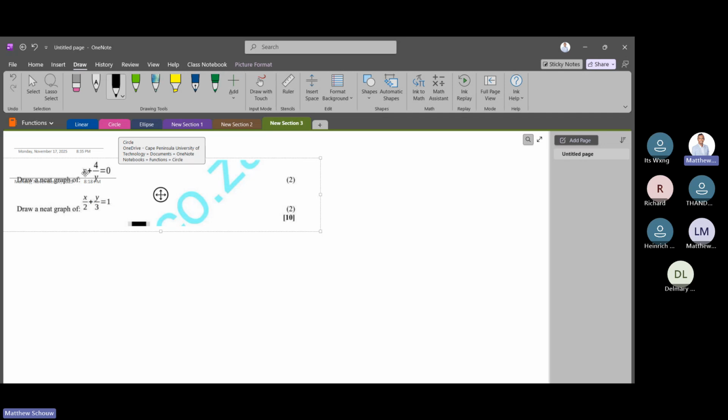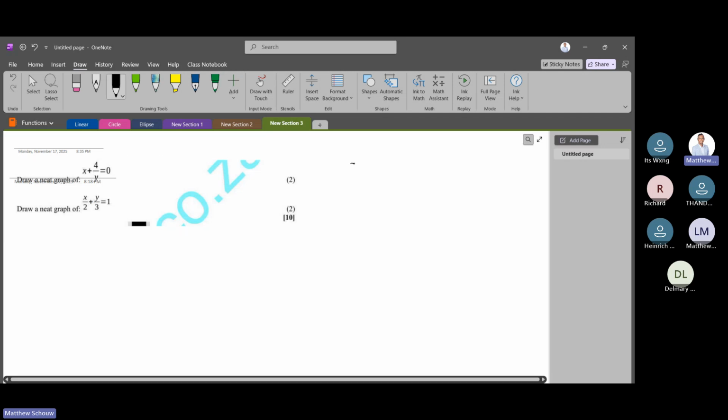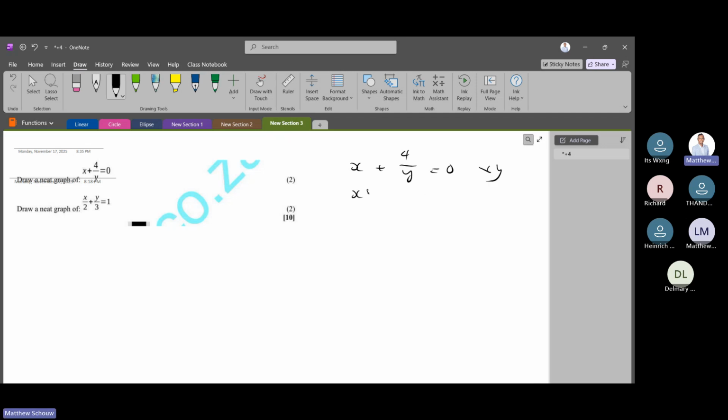But I know this is a hyperbola, because if I times both sides by y for each thing, I have xy plus 4 equals 0 and xy equals -4. So I know that's a parabola already. Not a parabola, hyperbola, sorry. You know the one like this? Remember that one? So I know it's like that already.